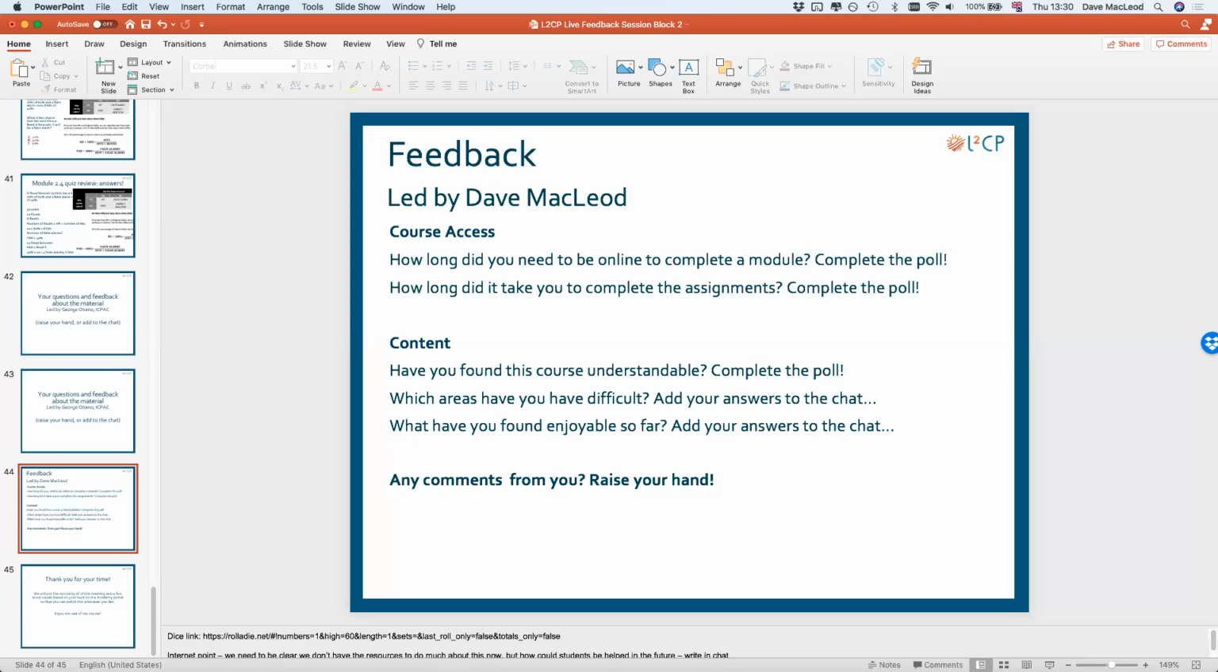A range of answers about how long it takes to complete one assignment, but 90% of people have said they found the course understandable, which is great. One person has said somewhat, which is equally great. But it would be useful to have some feedback on level of understanding before you started the course. If you could type in the chat whether you were already very familiar, a bit familiar, or not familiar with the material before you started the course. That would be useful to know.